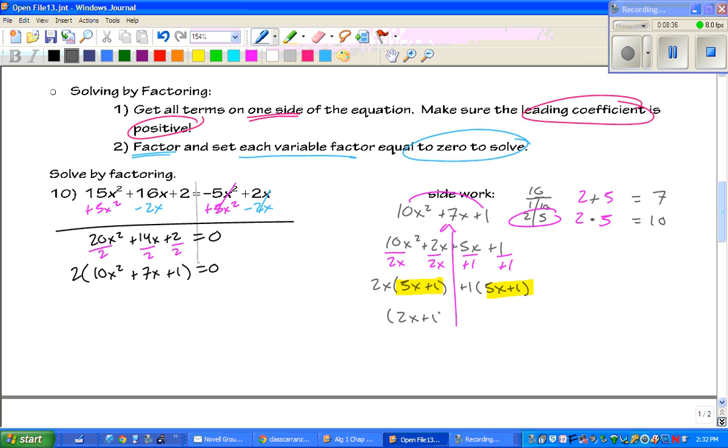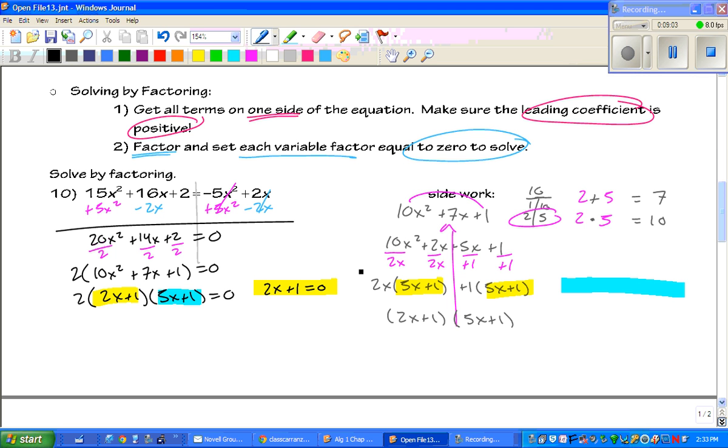Okay, and so we get 2x plus 1, 5x plus 1. And that's what we're going to take and show that we factored it and we broke it down. But now, everything with the variable, we set equal to 0. Okay, so I'm going to do the yellow over here, and I'm going to do the blue one over here, so I get enough room.